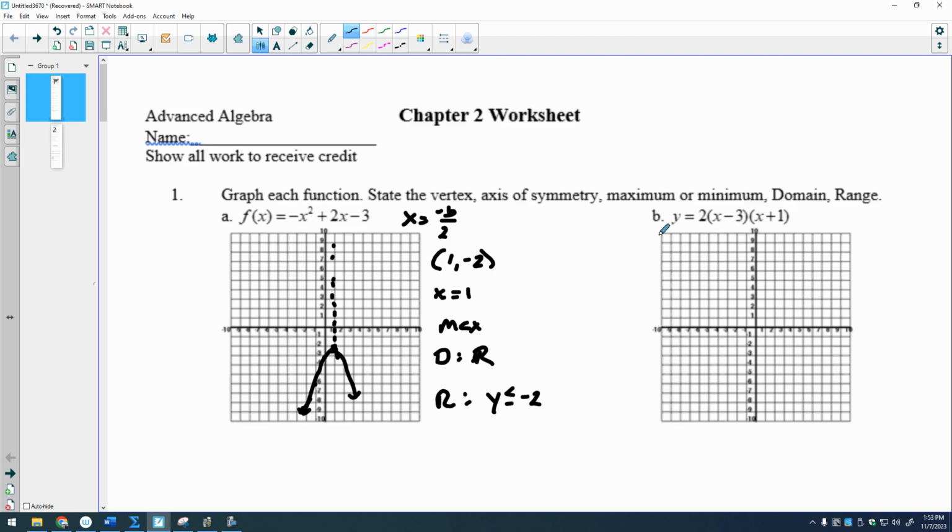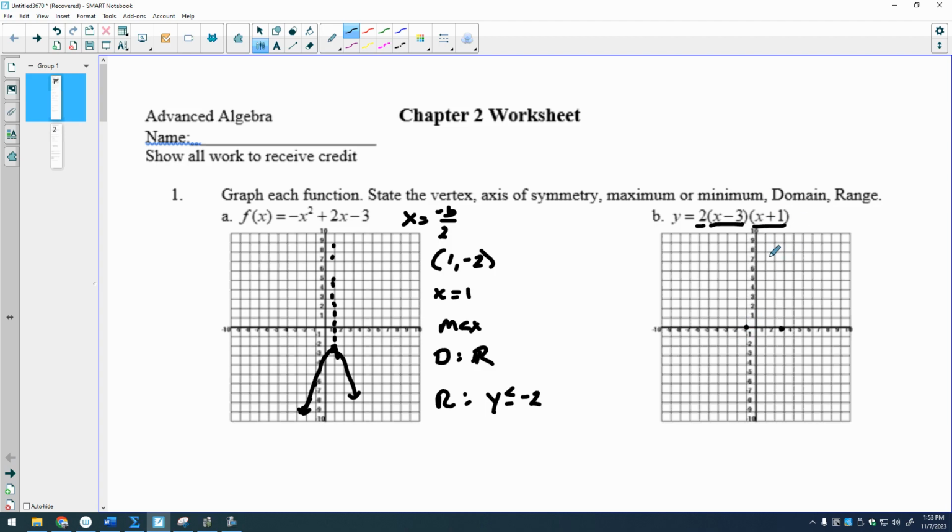Question B, this is in intercept form. So my x-intercepts are the values for x that make each of these factors 0. And there's 3 of them. There's a factor of 2, x minus 3, and x plus 1. So this factor has no x's, so it'll never get changed. It's just 2. This factor, what makes this 0 is when x equals 3, because 3 minus 3 is 0. So one x-intercept is x equals 3. Another x-intercept is x equals negative 1.